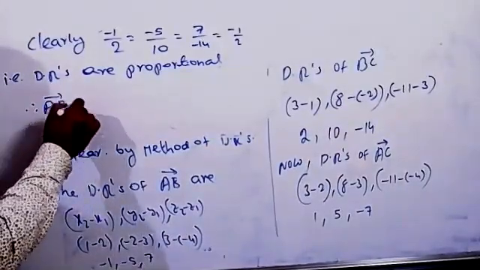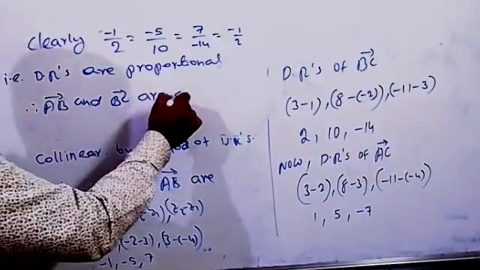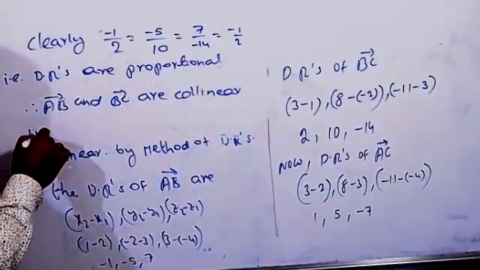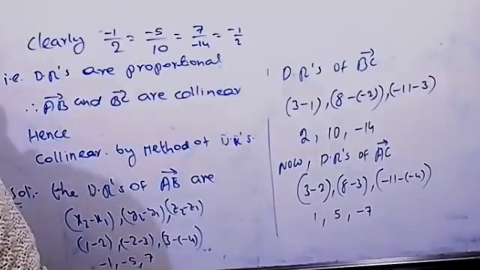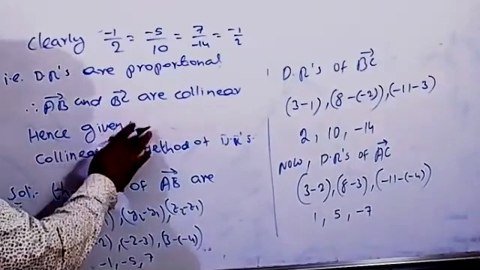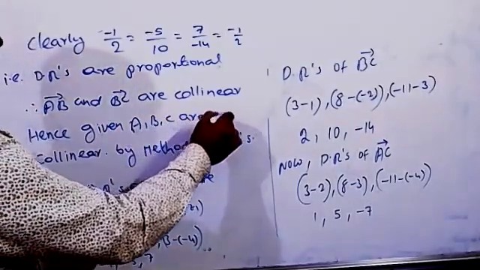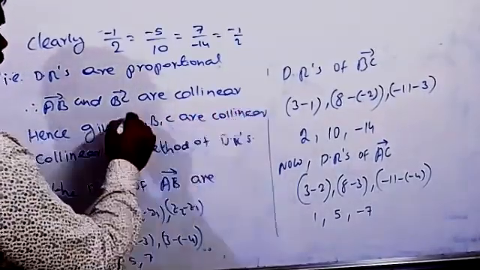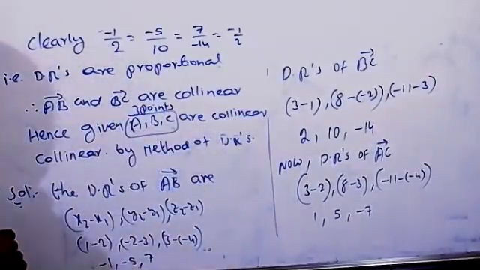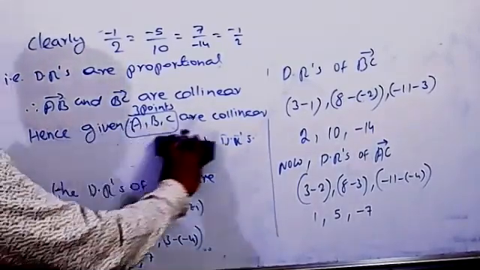Therefore, AB and BC are collinear. Hence, given 3 points A, B, C are collinear. Or else you can write the 3 points are collinear. Okay, this is the method of direction cosines.